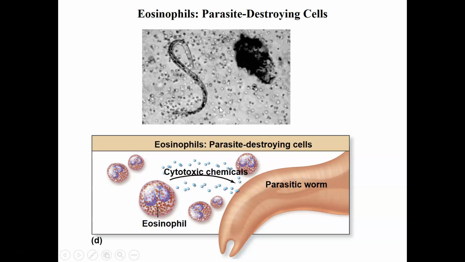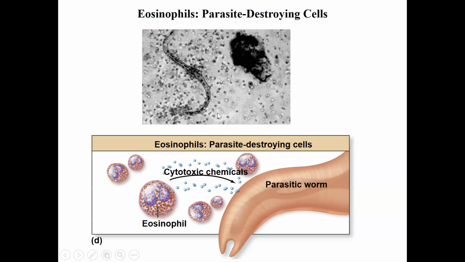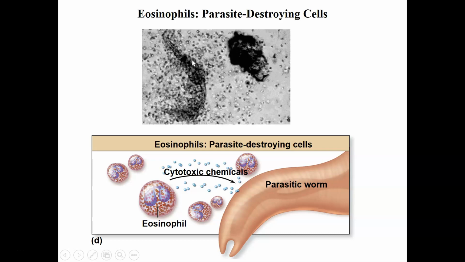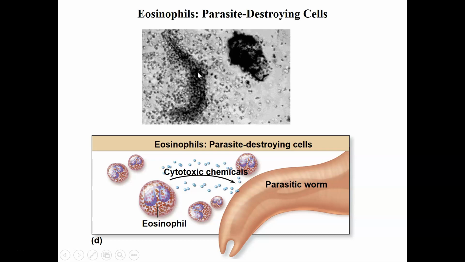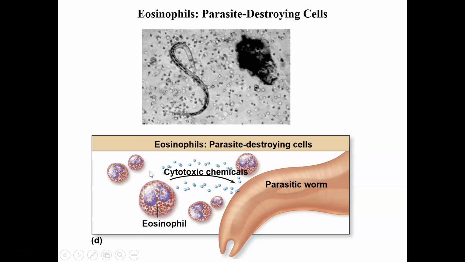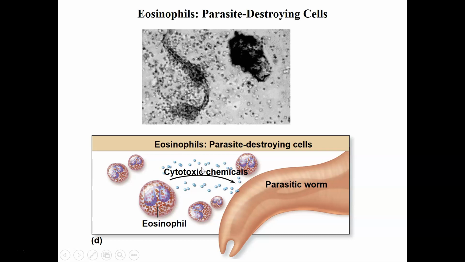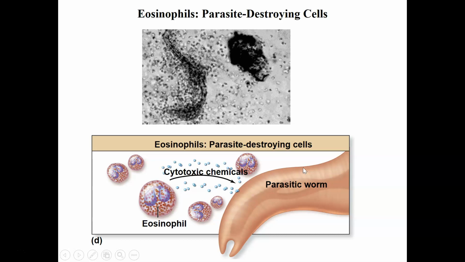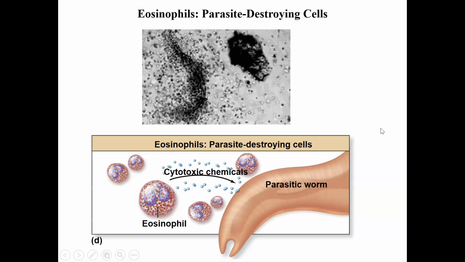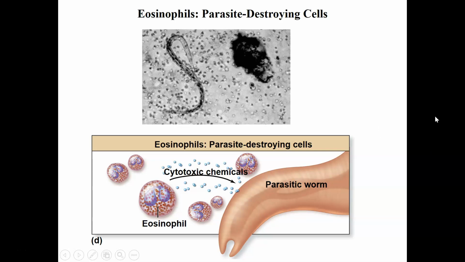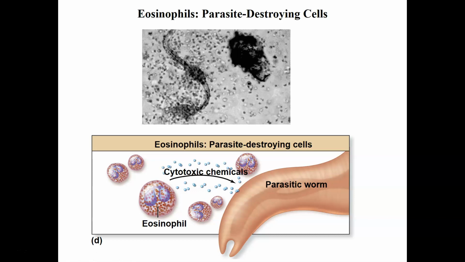And that's shown here on this little mini movie here. Here's a parasitic worm. Here are eosinophils basically ganging up, latching onto it on the outside. They're going to release the contents of their granules, which are degradative enzymes, which are going to start degrading the worm from the outside.